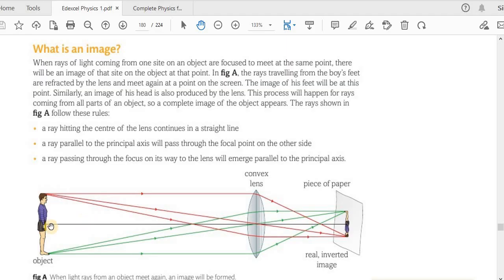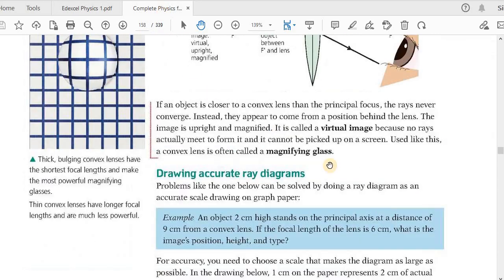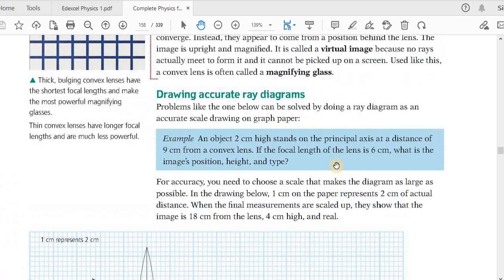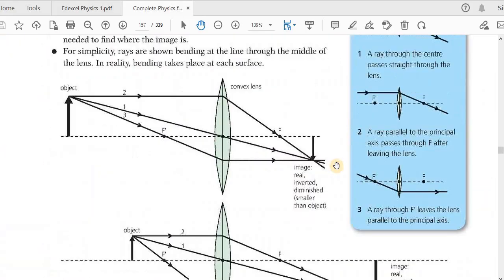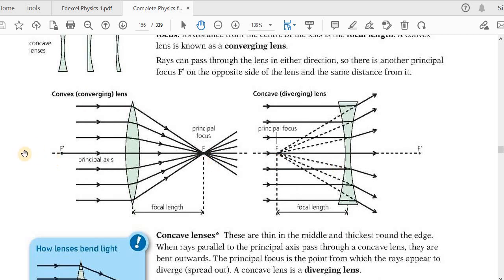What is the principal axis? Principal axis is the axis that is passing through the center of the lens and is perpendicular to that lens. So this black solid line is the principal axis. If we review previous lessons, even in the IGCSE or O-level classes, you would have seen the principal axis. Let me show you. This axis here is the principal axis.